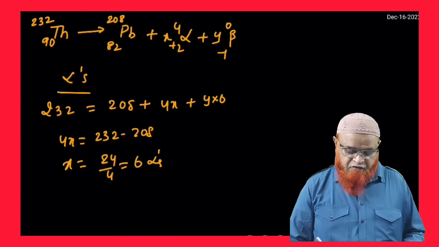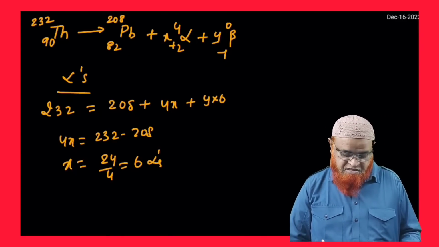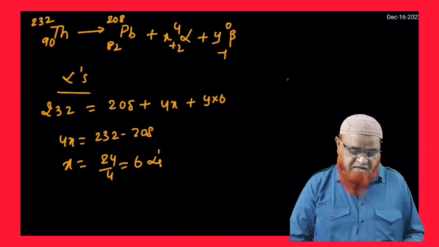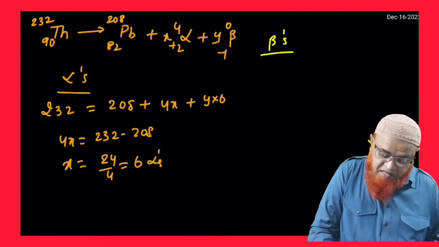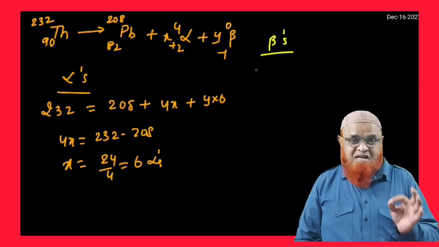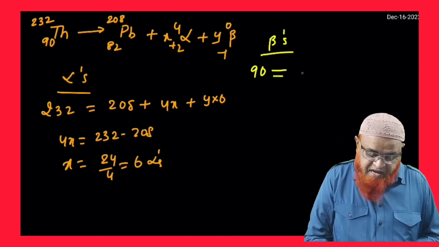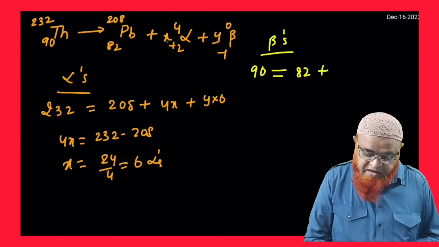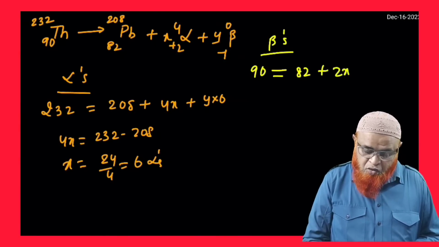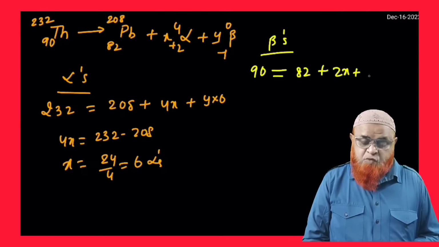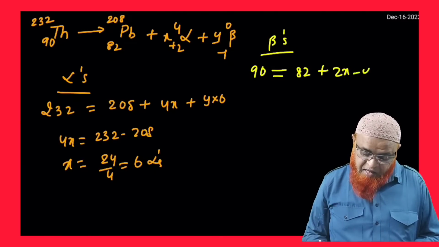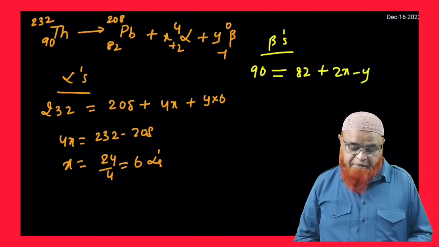And how can you find out the number of betas here? Let us discuss that. To find out the number of beta particles, you have to consider the atomic numbers. For example, 90 is equal to 82 plus x into 2, that is 2x, plus y into minus 1, which is minus y. So you can write it as minus y here.